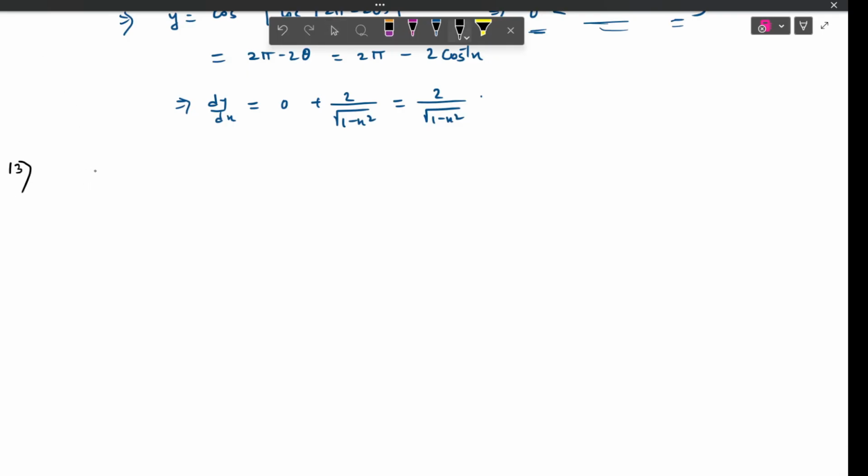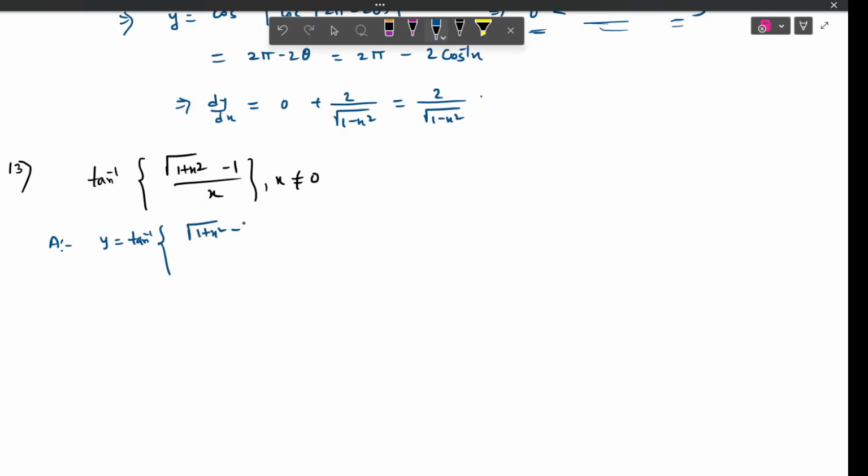Now we have to differentiate tan inverse of root under 1 plus x square minus 1 by x, where x is not equal to 0. We have to differentiate this. So let's see the differentiation. Now see, let y is equal to tan inverse of root under 1 plus x square minus 1 by x.